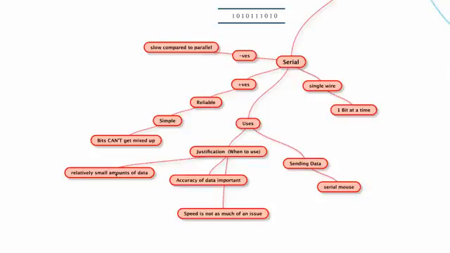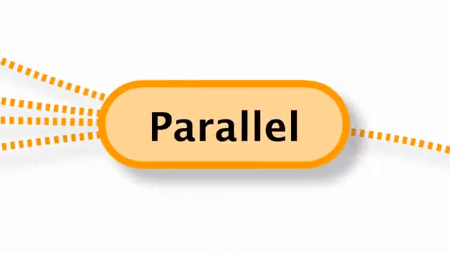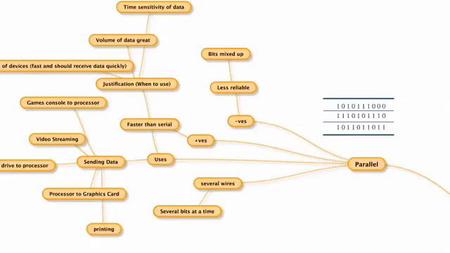Okay? The positives are it's reliable, it's simple, and the bits can't get mixed up because they're only going down one at a time, so you couldn't have one of these bits jumping ahead of another one. The negative, though, is that because we're only sending one bit at a time, it is slow compared to parallel.